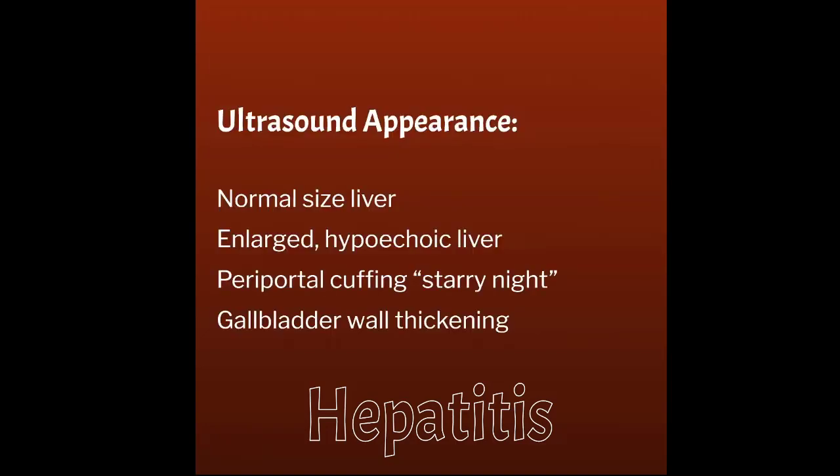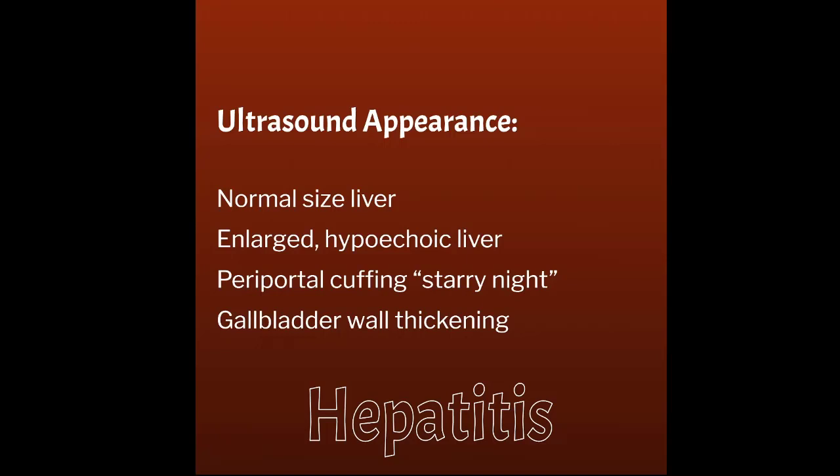So what is the ultrasound appearance of hepatitis? In the initial stages of hepatitis, an early hepatitis, acute hepatitis, we're going to have mostly a normal-sized liver. It can progress, though, to being an enlarged or hypoechoic liver. So we can have normal. We can also have kind of a big, darker liver.